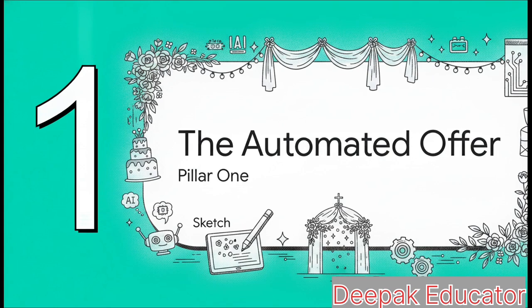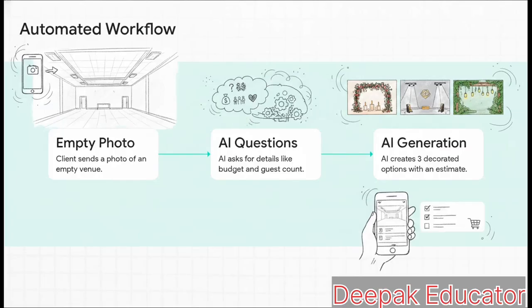Let's look at a fascinating example of a wedding decor service run entirely by an agent called Sketch. Just think about how incredibly seamless this client journey is. Usually, a decorator has to physically drive to a venue, walk around, verbally describe their ideas, and just hope the client can visualize it before handing over thousands of dollars. But with a Sketch agent, it's a total game changer. Step 1, the client simply sends a photo of an empty venue. Step 2, the AI steps in like a seasoned planner. It actively asks clarifying questions. What's the budget? The guest count? The preferred styles? Then, step 3.